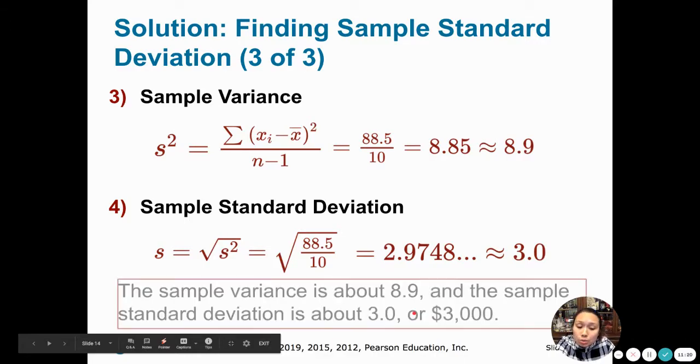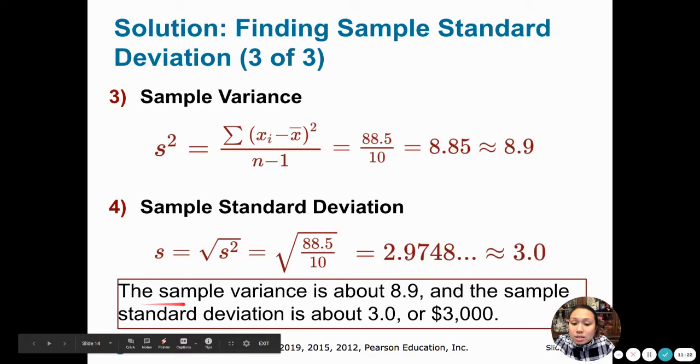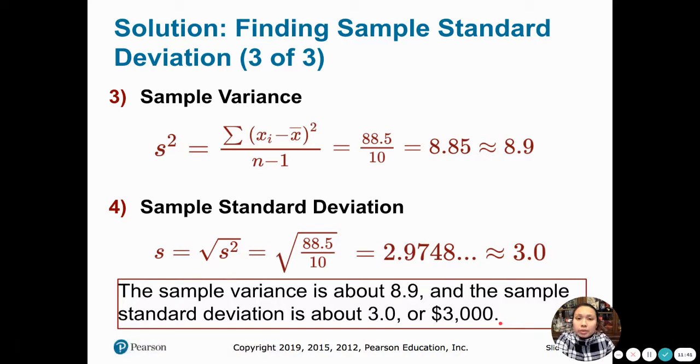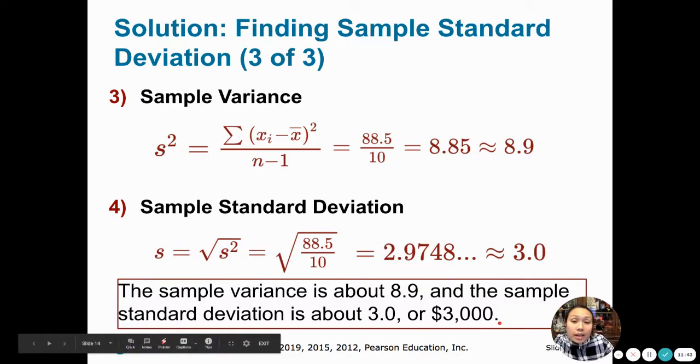All right, so what this means is that the sample variance is about 8.9, or technically $8,900, and the sample standard deviation is about 3.0, or $3,000. Now the question becomes, why is it important for us to find the sample variance or the sample standard deviation? All of this is about finding how far away you are from the mean or the average.